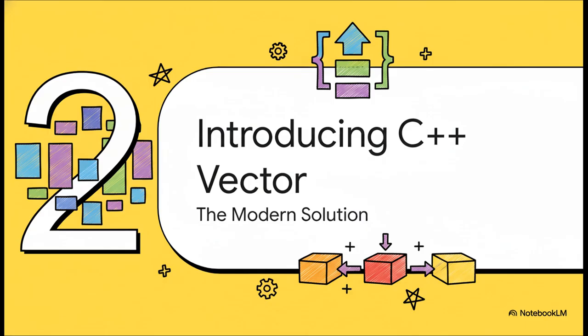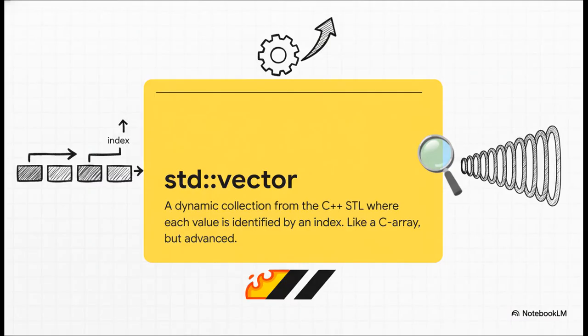So, with that problem in mind, let's get properly acquainted with this modern solution. It's time to officially introduce the C++ vector. So what is it exactly? Well, the STD vector is a special container that comes from the C++ standard template library, or what you'll usually hear called the STL. And just like an array, it's a collection of values that you can get to using an index. But the keywords here are advanced and dynamic. Think of it as the souped-up, intelligent big brother to the plain old array.